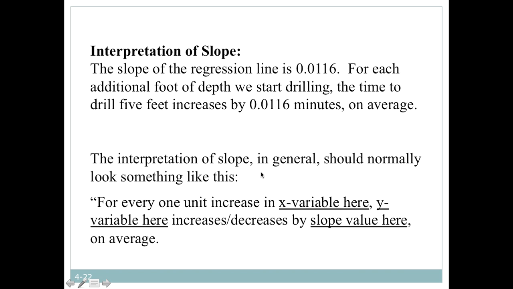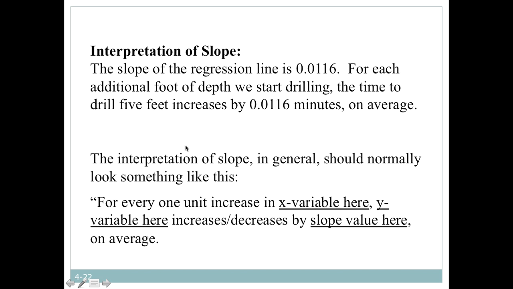Now, the interpretation of slope in general should normally go something like this. You should normally say for every 1 unit increase in whatever your x variable is, which in our case is depth in feet, you say that your y variable, which in our case is time in minutes, and then you can say that it either increases or decreases. You pick this word based on the value of your slope. If you have a positive slope, it's going to increase. If you have a negative slope, it's going to decrease. Then you just put the value here, and you always want to say on average.